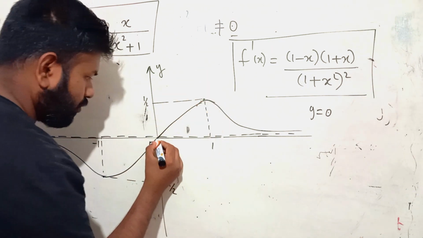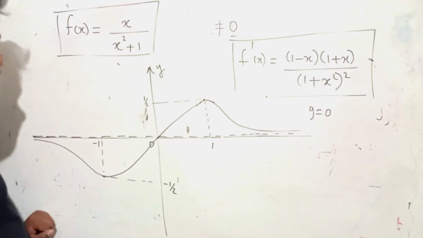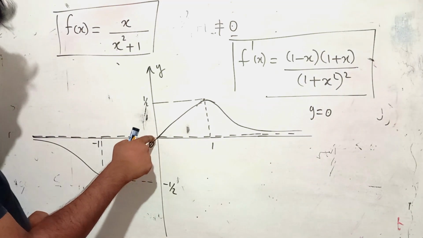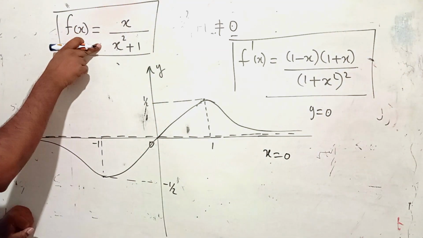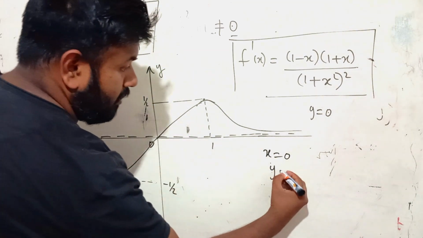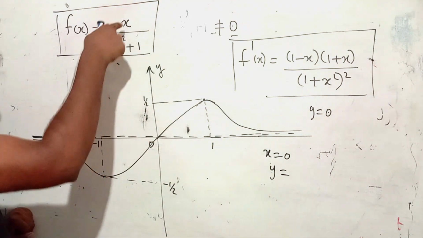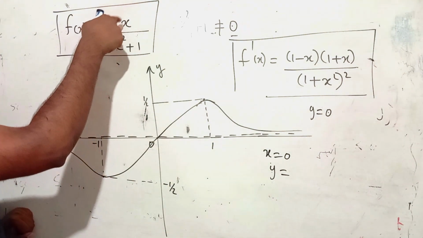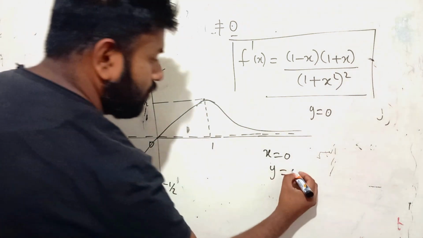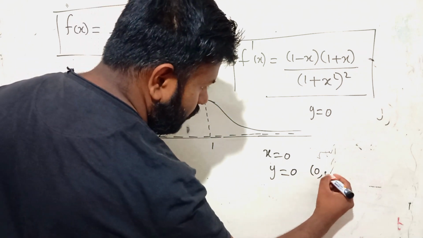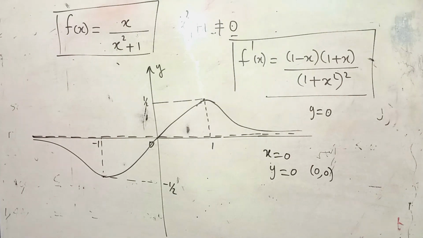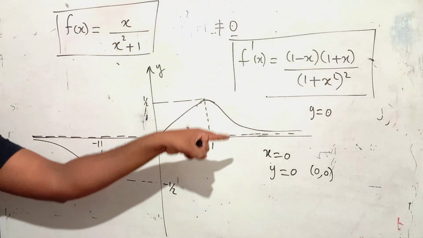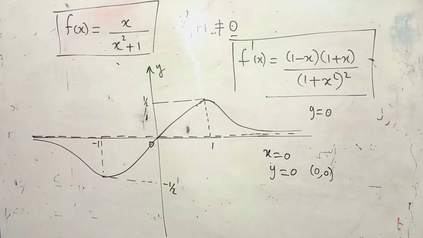This graph actually goes through the origin. You can show how it goes through the origin. What you have to do is make x equal to 0. When you substitute 0 here, what happens to the function f(x)? Substitute 0 here: 0 over 0 squared plus 1 is 0. So the graph goes through the origin. So this is the graph. Hope you can understand this.